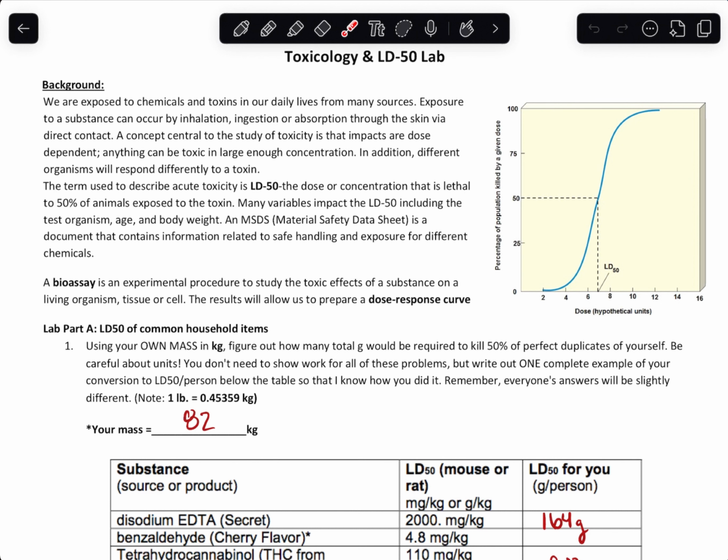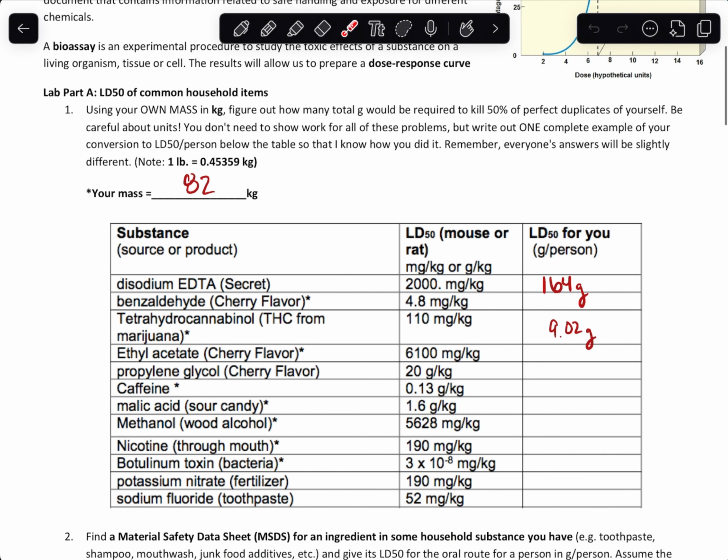We can figure out what amount of a substance would kill us, or at least have a 50% chance of killing us, by using these LD50s and calculating them for our own weight. So the first part of this is going to be taking your own weight in pounds and converting it to kilograms. In my case, I'm 180 pounds. So I put that in there.